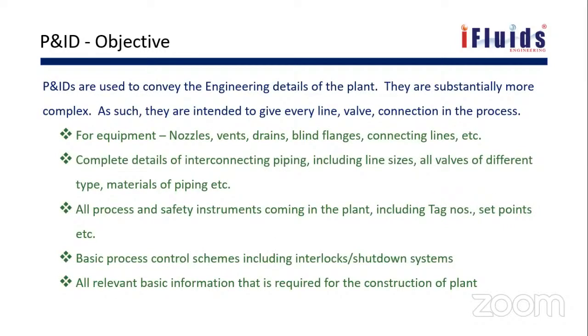And then the PNID is used to convey the engineering details of the plant. That means if you go to the plant, you will see any equipment, but you cannot get the detail. You cannot even know what the equipment is if no tagging is there. So all those details you can find in the PNID. So before going to a plant, anyone can take the PNID. If they know how to read the PNID, they can take it and go to the plant. So they can easily get the details.